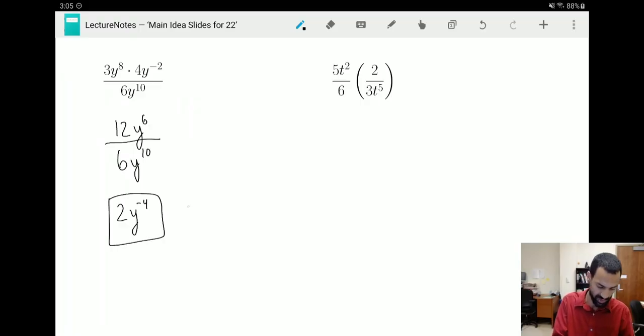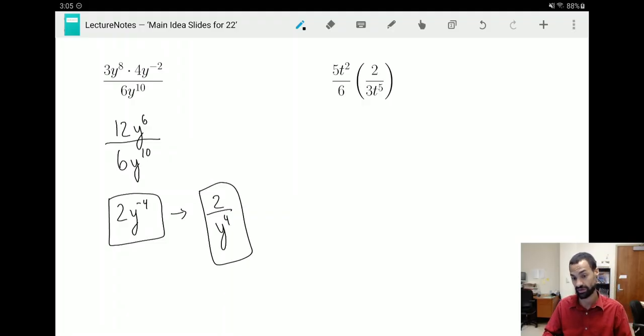Okay, another way to write the same problem out is 2 over y to the 4th power, right? I can bring the y to the negative 4th power down. Okay, what about this one here? 5t squared over 6 times 2 over 3t to the 5th power.